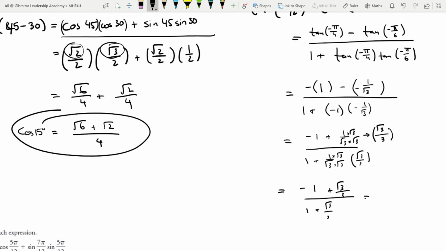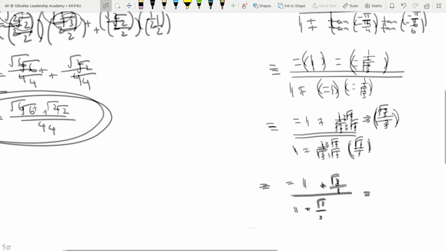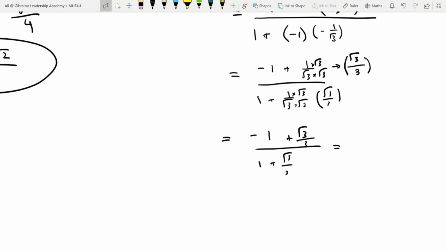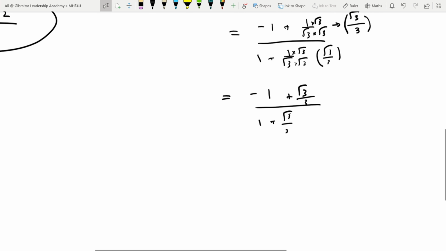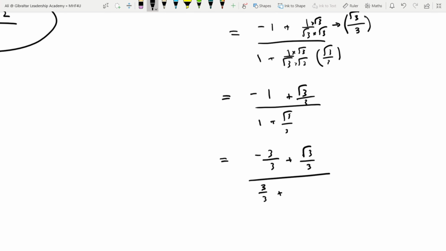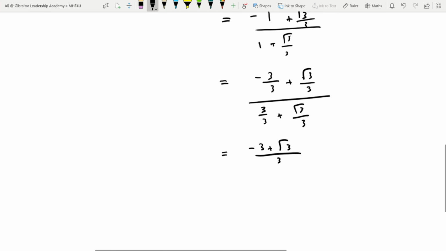So we're going to now go across here and continue to combine. So we're going to combine our fractions. So negative 1 would be negative 3 over 3 plus root 3 over 3, all over 3 over 3 plus root 3 over 3. Put all of this together, we have negative 3 plus root 3 over 3 all over 3 plus root 3 over 3.